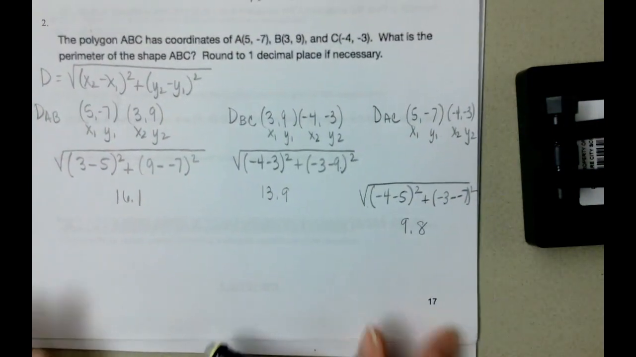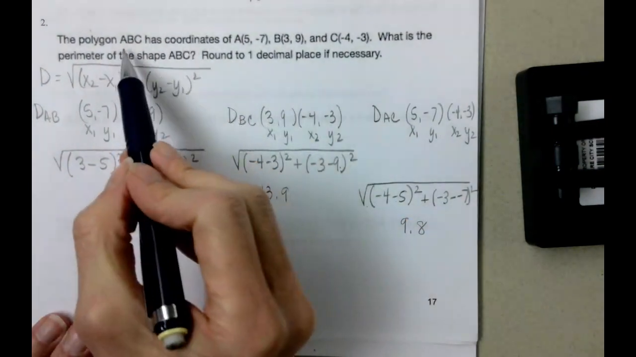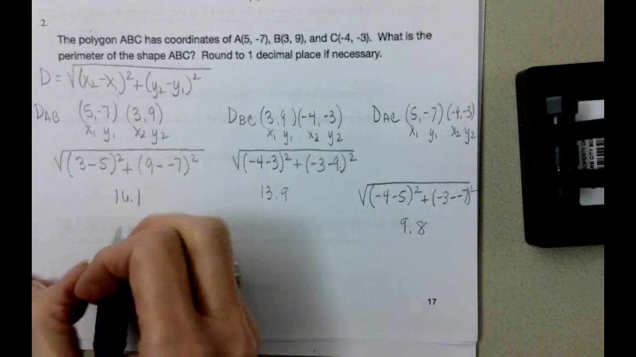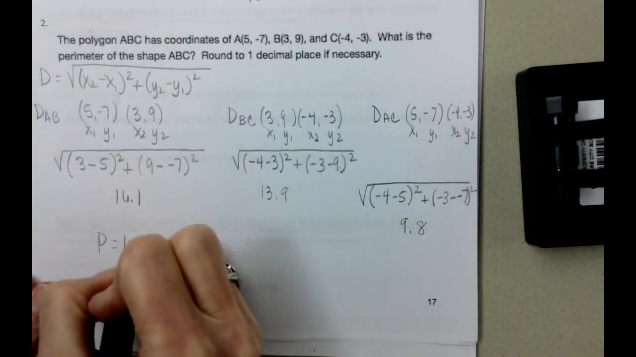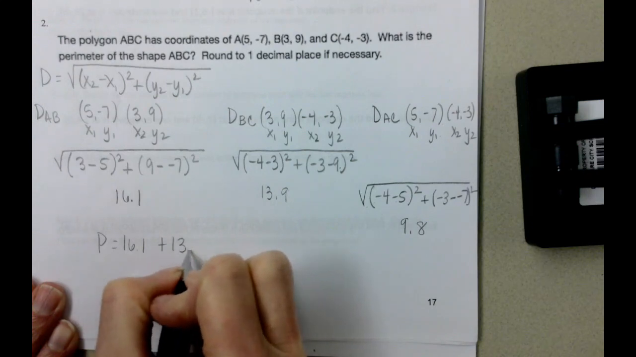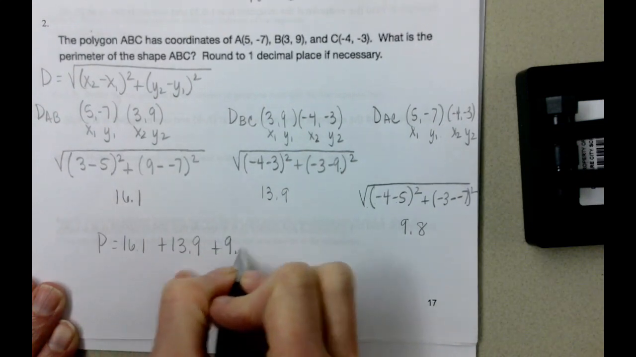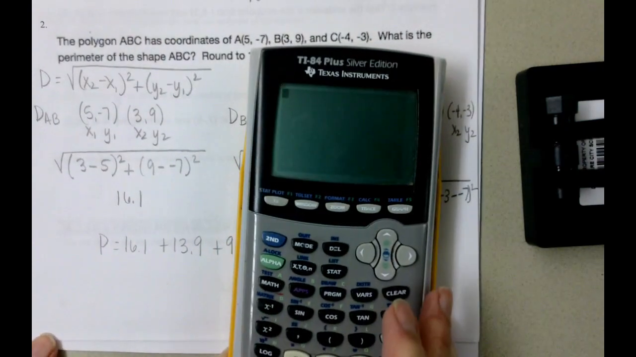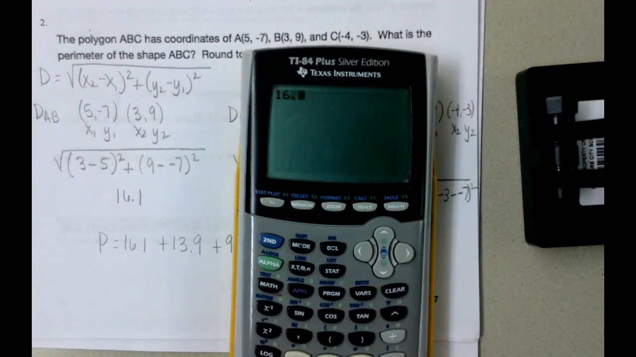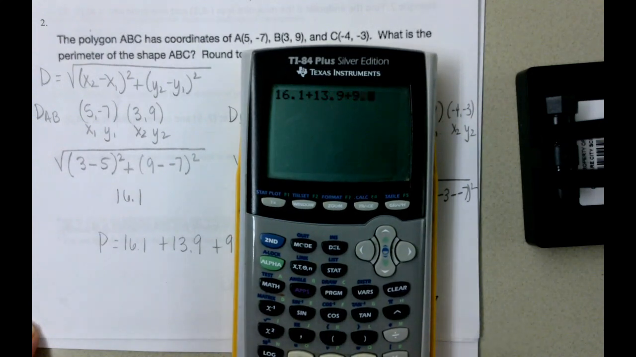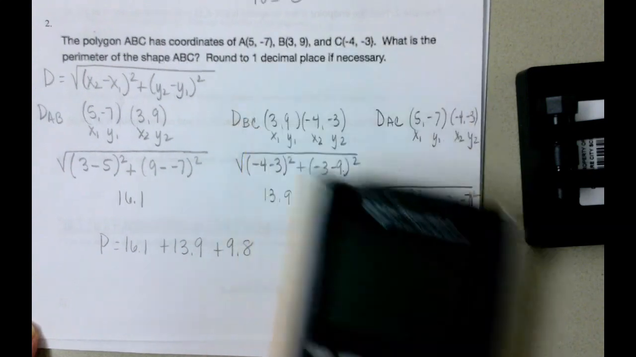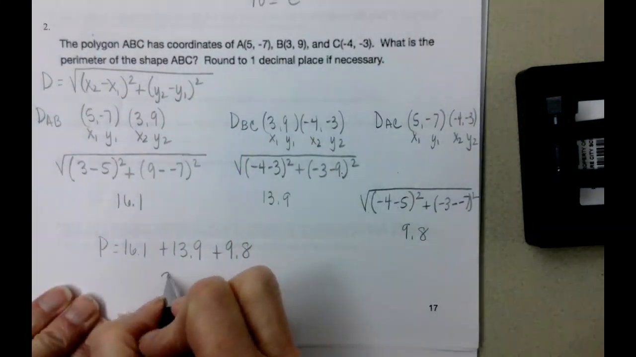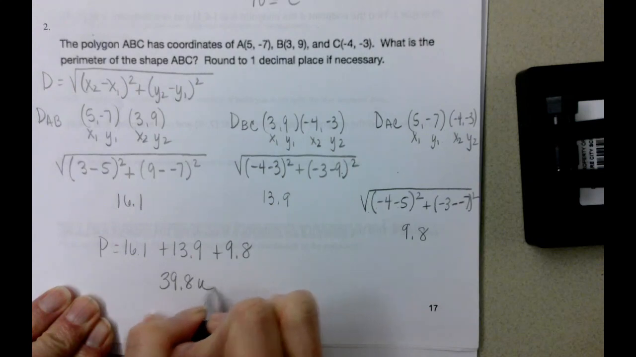And then, again, the whole question was, what is the perimeter of ABC? Well, we're going to take 16.1 plus 13.9 plus 9.8. So one last time with the calculator, with Desmos, whatever you're using, 16.1 plus 13.9 plus 9.8, and we end up with 39.8 units for our perimeter.